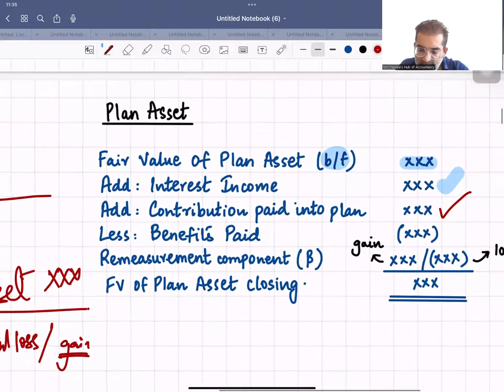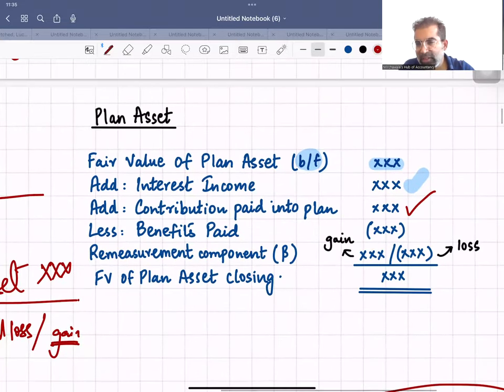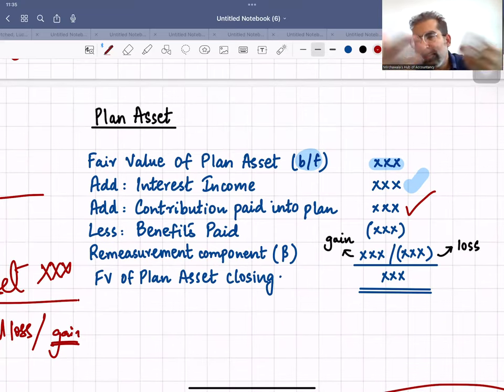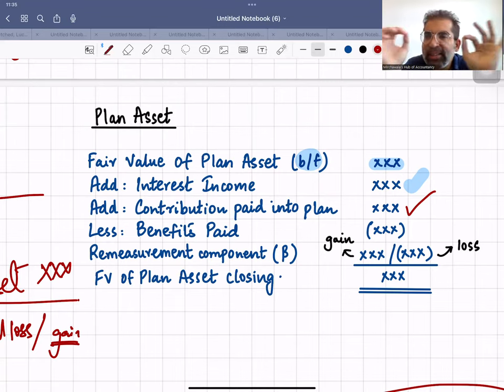Now, one thing that will reduce your plan asset is benefits paid. Why are we maintaining this plan asset for employees? We are maintaining it for the future of the employees. So as employees retire, we'll start paying them, and automatically we will reduce the benefits paid from this plan asset.